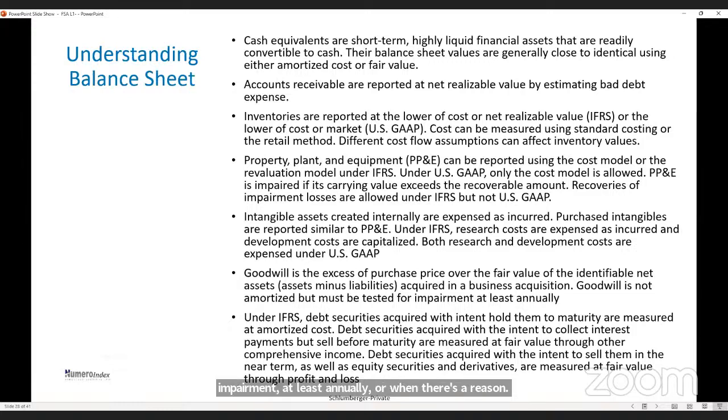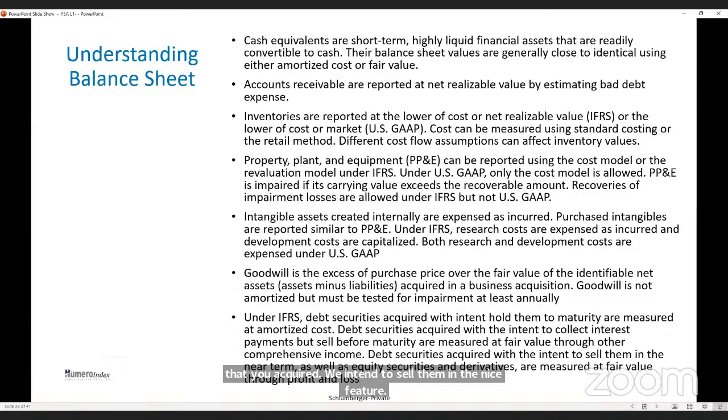Under IFRS, you have debt securities with your intention to hold. What you will do is that you measure them at amortized cost. But the ones that you acquire with the intent to just collect interest payments, but sell before maturity, you measure them at fair value through other comprehensive income. But debts that you acquired with the intent to sell them in the nearest future, you measure them at fair value through profit and loss.